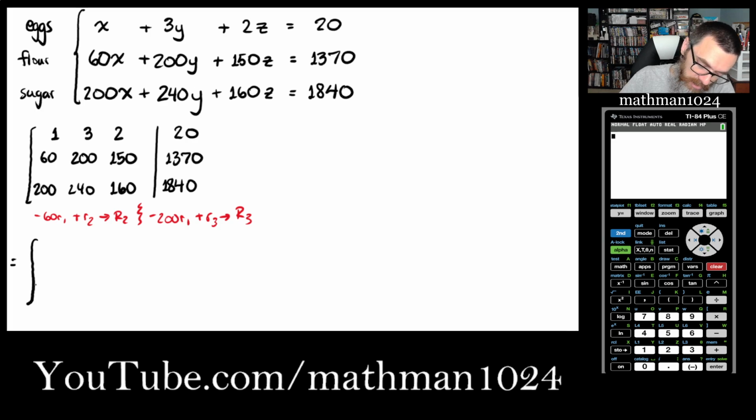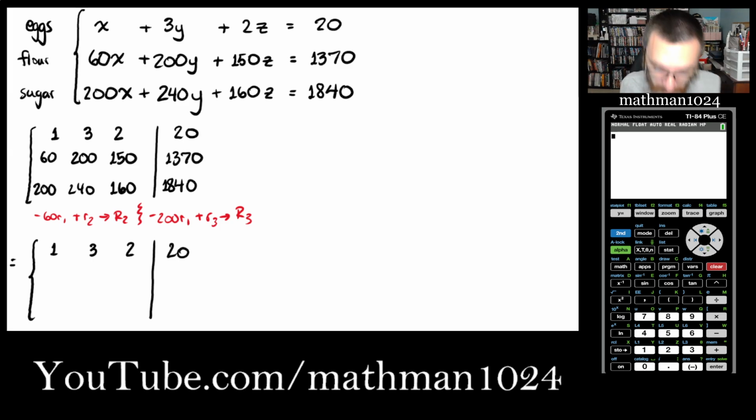All right. Oh, that did not go right. All right, so the first row is still the same. Ooh, I'm getting loopy. All right, so negative 60 times 1 is negative 60 plus 60 is 0. Negative 60 times 3 is negative 180 plus 200 is 20. Negative 60 times 2 is negative 120 plus 150 is 30. Negative 60 times 20 is negative 1200 plus 1370 is positive 170.